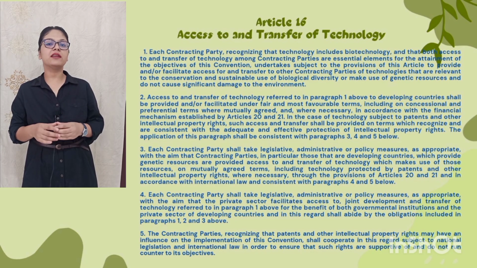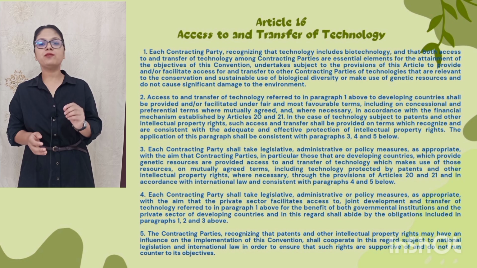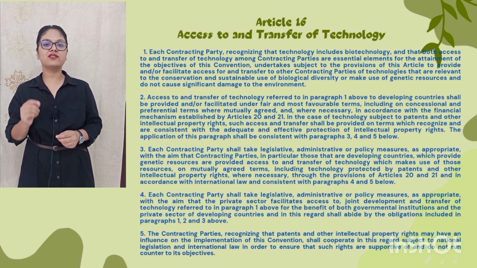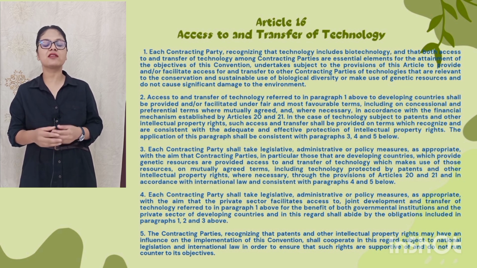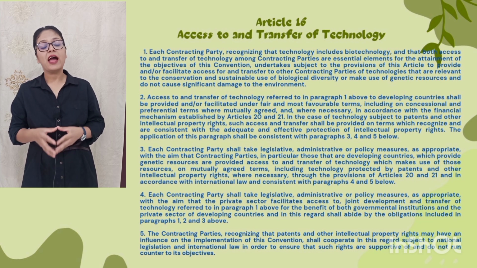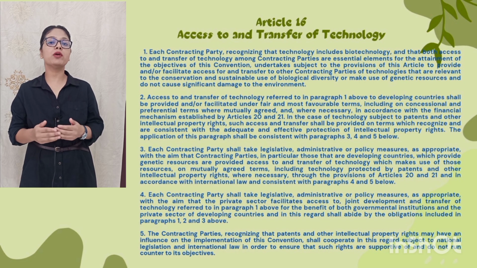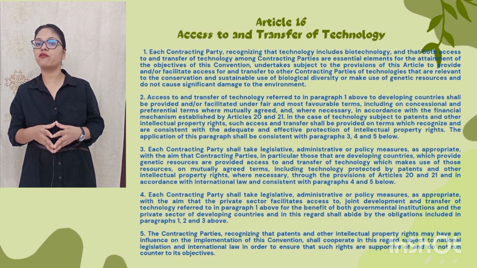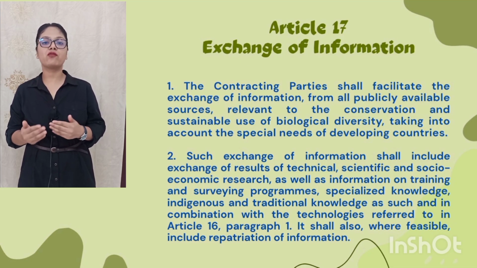Next provision is Article 16, which talks about the transfer of technology. Now, as per Article 16, each contracting state should transfer the technology to each other which is beneficial for the conservation and sustainable use of biodiversity, which will ultimately help to achieve the objective of the convention. And if the technology is subject to IPR, then the transfer should be made so that the IPR is not affected.